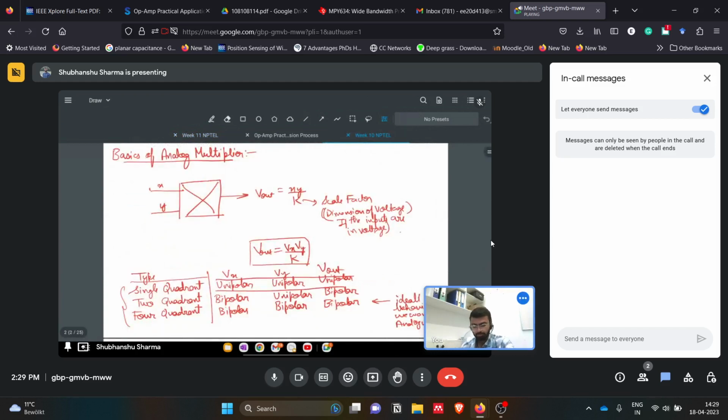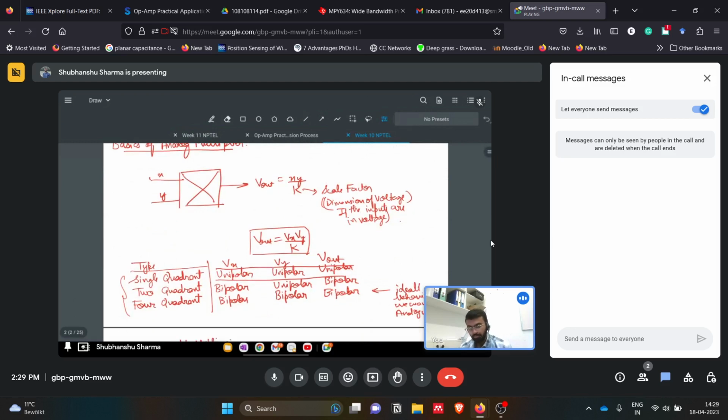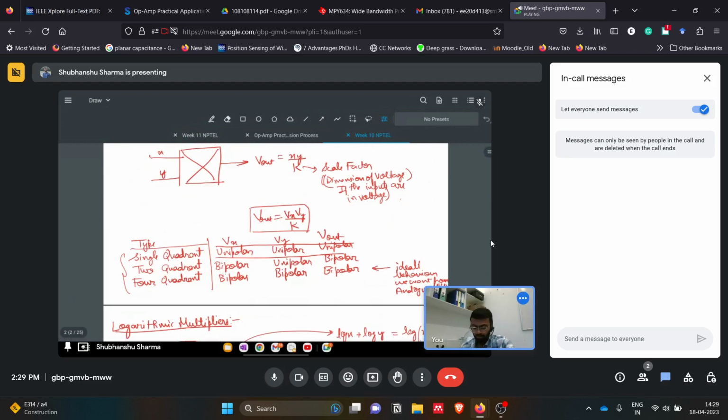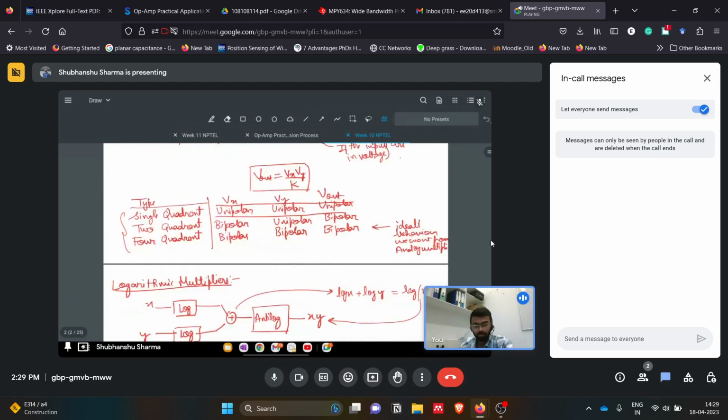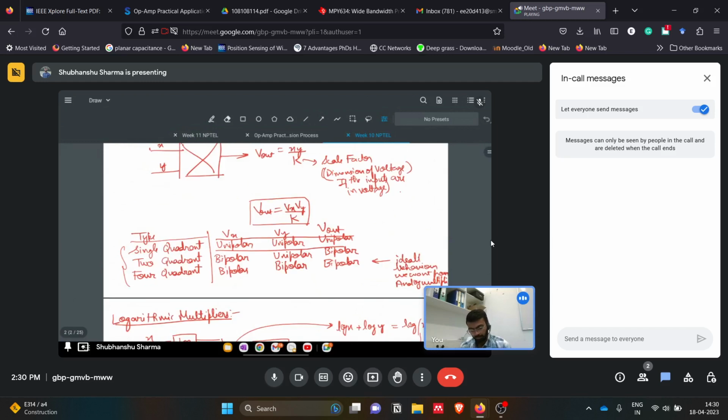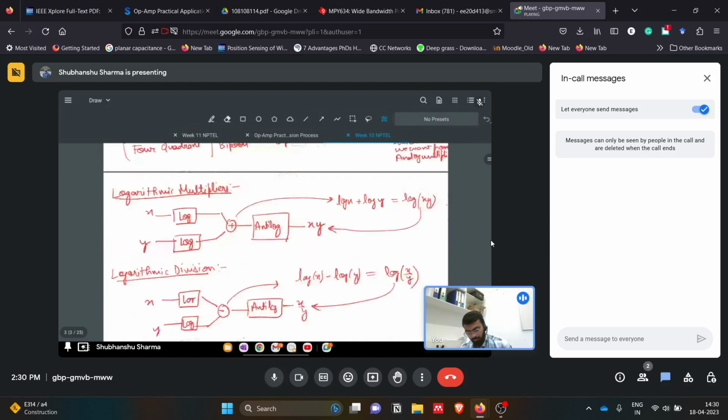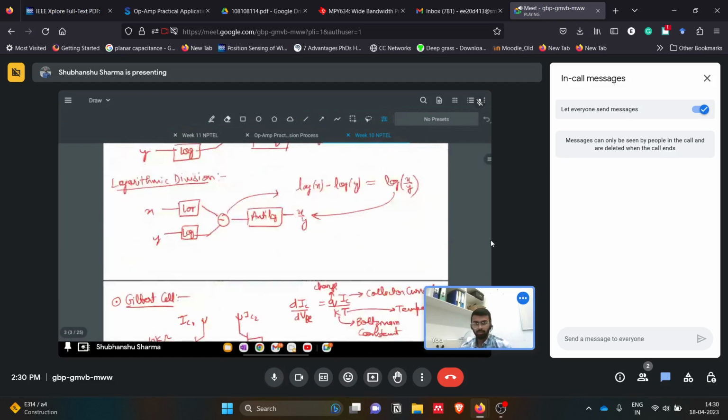What are analog multipliers? They simply multiply the input signals, so the output is the product of the two input signals divided by a scale factor. Then we saw that there are single quadrant, two quadrant, and four quadrant multipliers, and the regions and voltage inputs which we can give to them. Then we came to know about logarithmic multipliers, which take the log and then the anti-log to finally get the multiplication of the two input signals, or we can get the division in this form also.